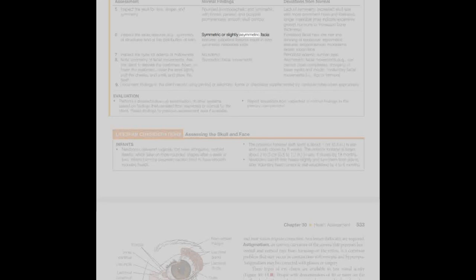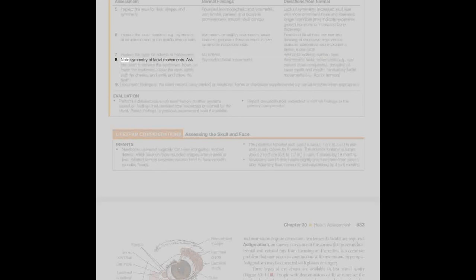6. Inspect the facial features, for example, symmetry of structures and the distribution of hair. Symmetric or slightly asymmetric facial features, palpebral fissures equal in size, symmetric nasolabial folds. Increased facial hair, low hairline, thinning of eyebrows, asymmetric features, exophthalmos, myxedema facies, moon face. 7. Inspect the eyes for edema or hollowness. No edema; periorbital edema, sunken eyes.